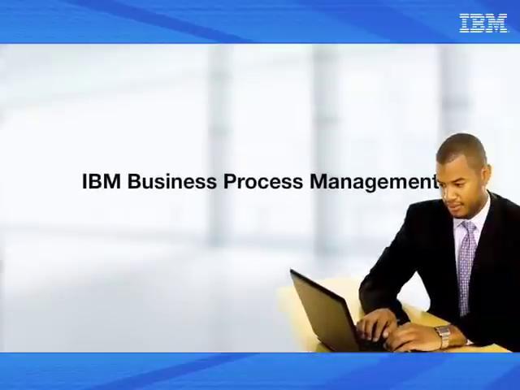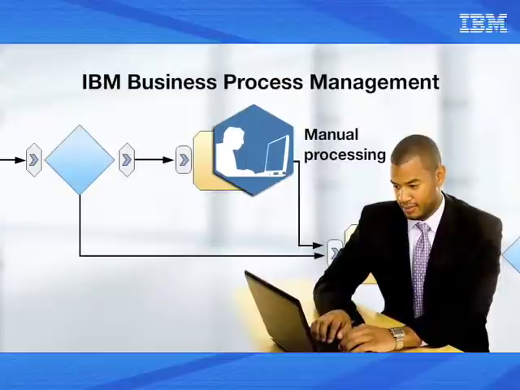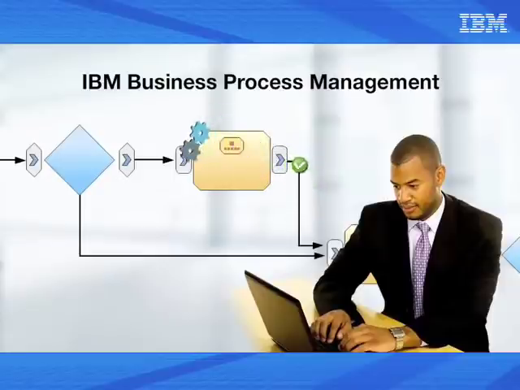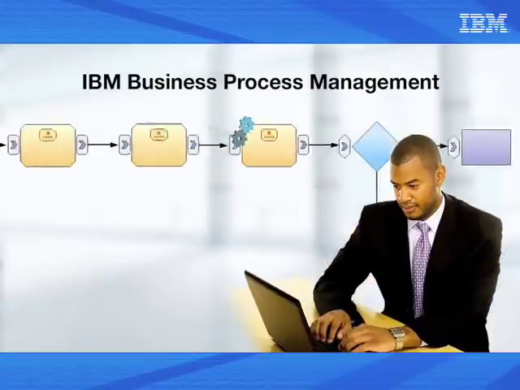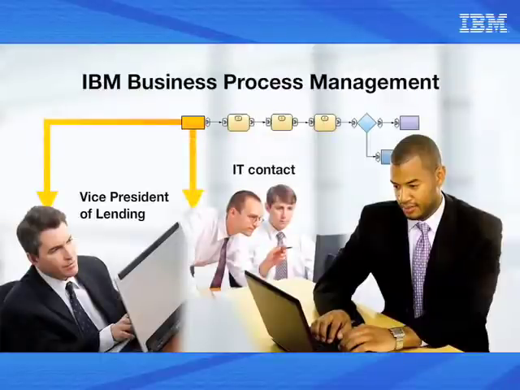Using BPM, Michael can use plain business language to extend the process for small unsecured loans with automated business policies. Now, the loans that meet the established criteria are immediately approved in straight-through processing. He immediately sends the new process to his VP of Lending and his IT contact for approval and execution.